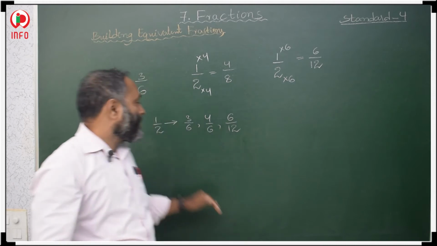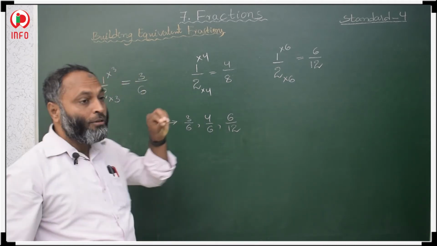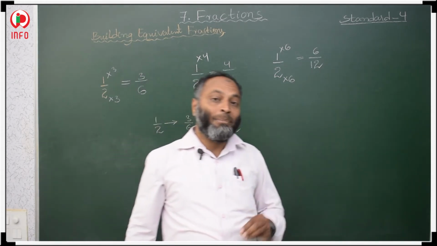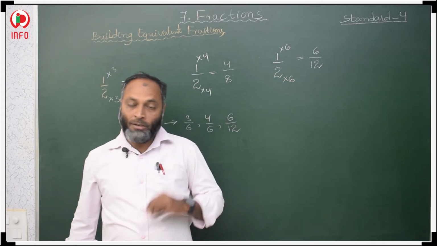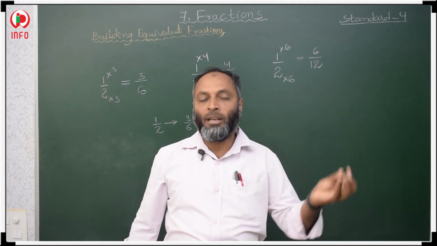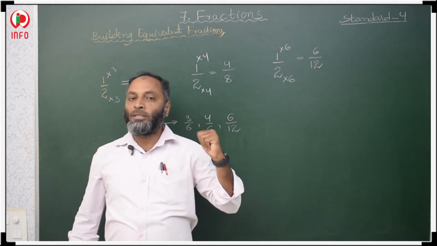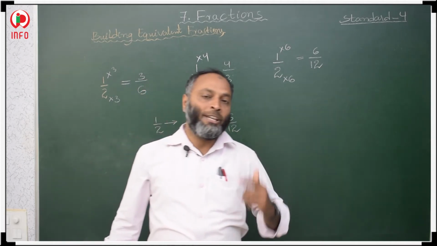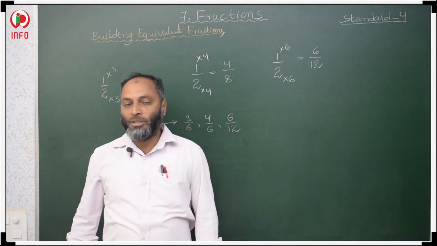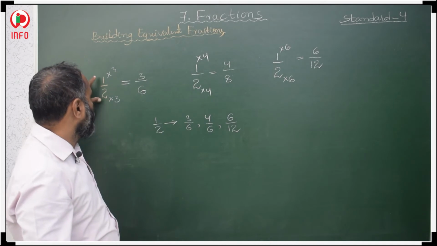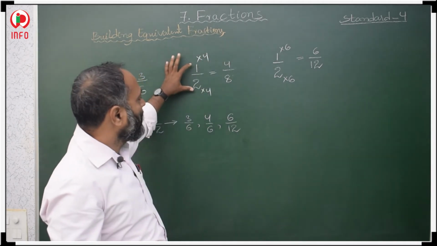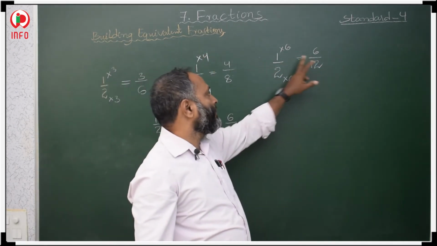So this means, to build an equivalent fraction, we multiply the numerator and denominator of the given fraction, whether it is 1 by 2, 3 by 7 or 5 by 8, with the same number. Here 1 by 2 is given, and we multiply its numerator and denominator with the same number. Then you will get an equivalent fraction of the given fraction. 3 by 6 is an equivalent fraction of 1 by 2, 4 by 8 is an equivalent fraction of 1 by 2, and 6 by 12 is an equivalent fraction of 1 by 2.